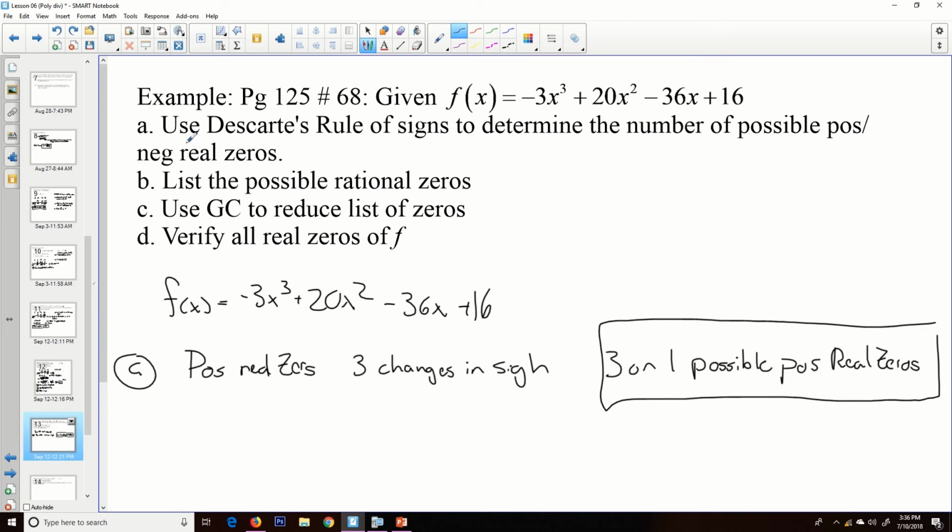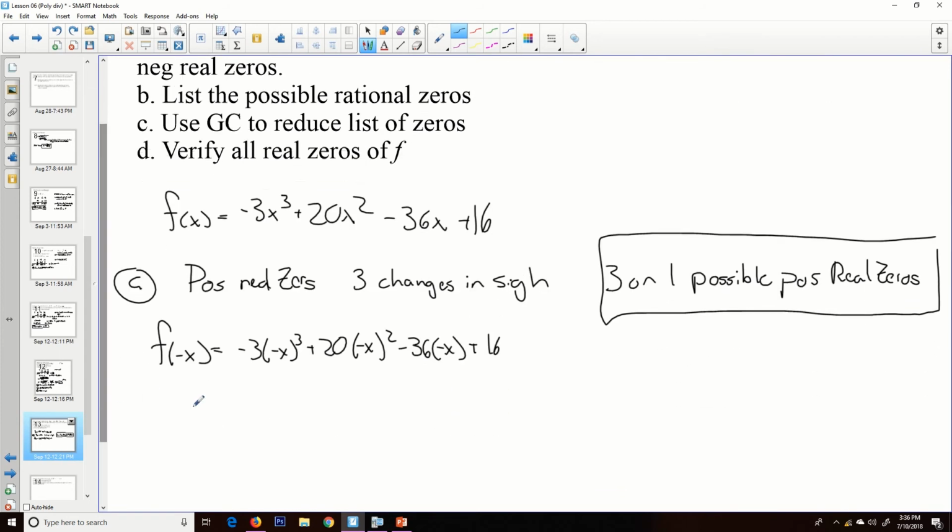Now, to find the possible negative real zeros, I have to first plug in negative x. So I've got negative 3 times negative x to the third plus 20 times negative x squared minus 36 times negative x plus 16. Negative times itself 3 times gives me a negative. Times a negative 3 will give me 3x to the third. Negative times a negative is positive, so I get x squared, and x squared times 20 would be positive 20x squared. Negative 36 times negative x is positive 36x, and then plus 16.